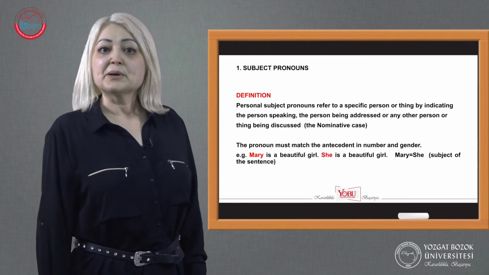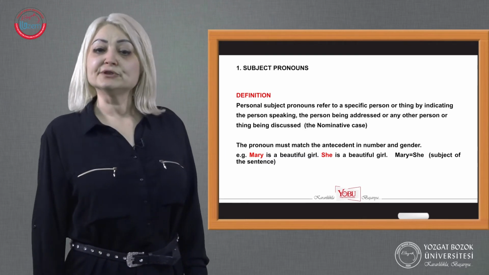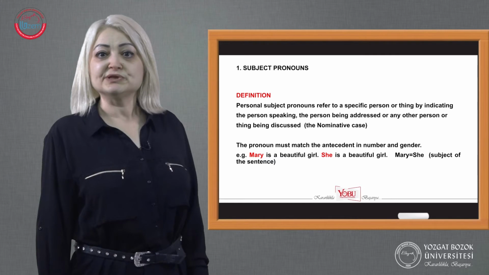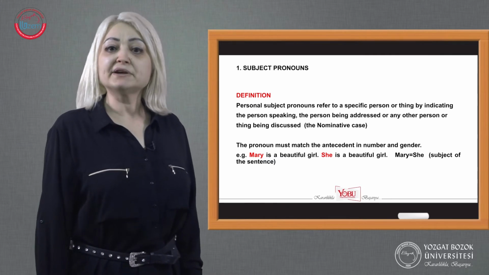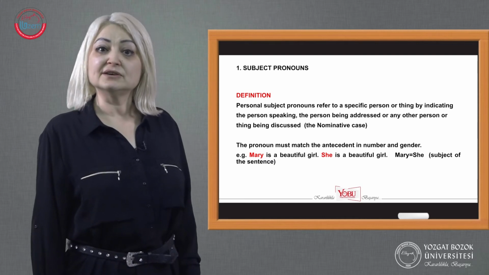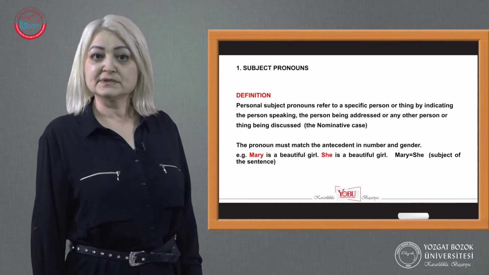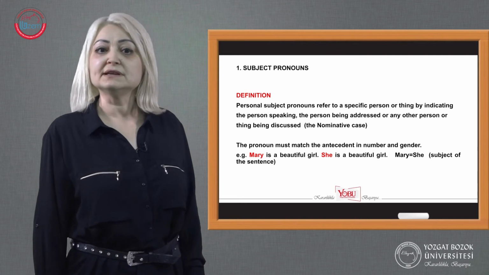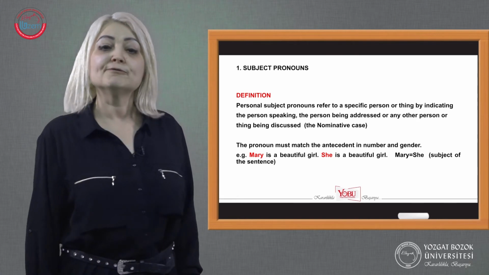For example, Mary is a beautiful girl. She is a beautiful girl. Mary and she are the subjects in their sentences. We replaced Mary by she, a female subject.